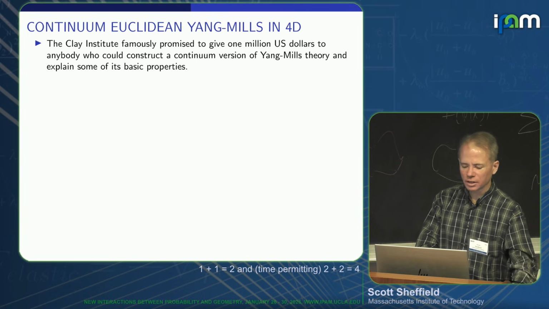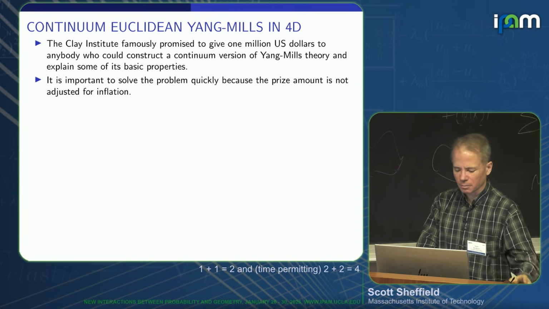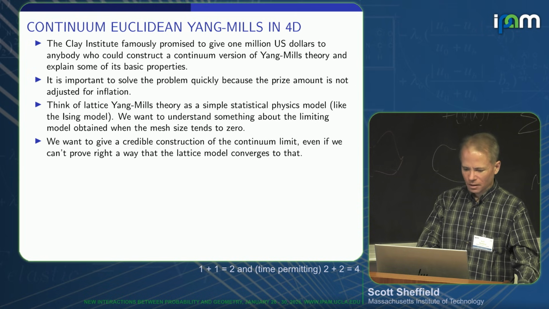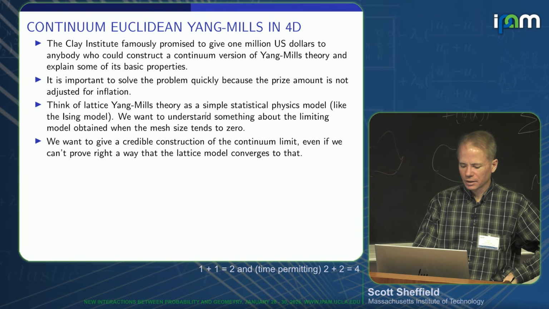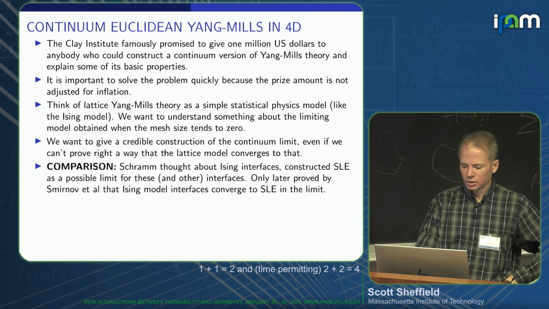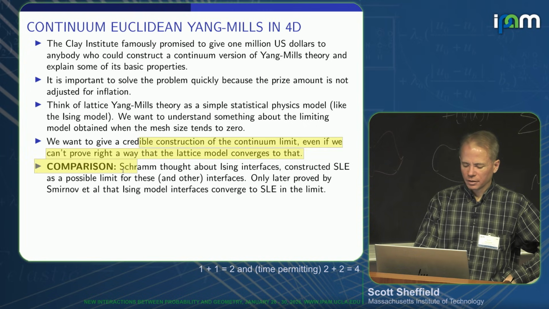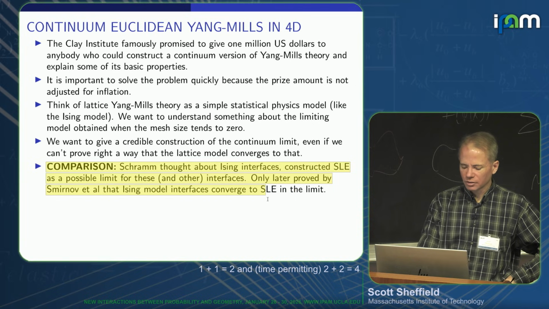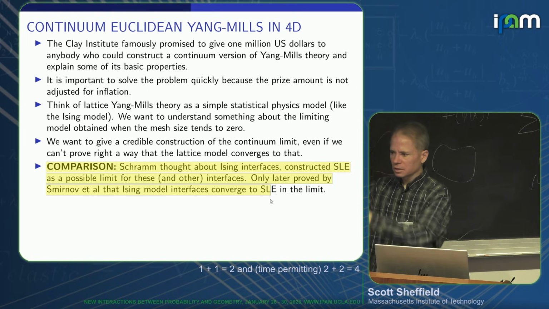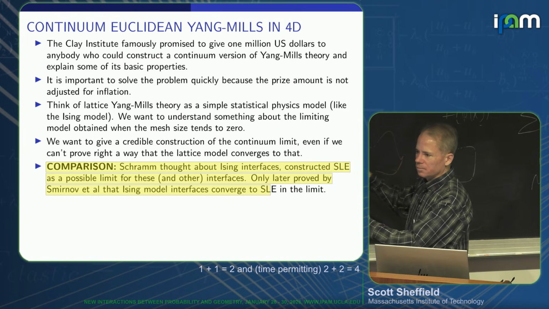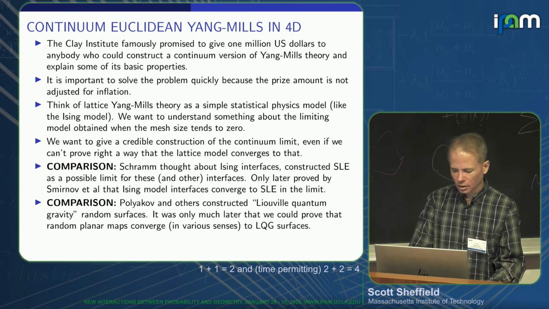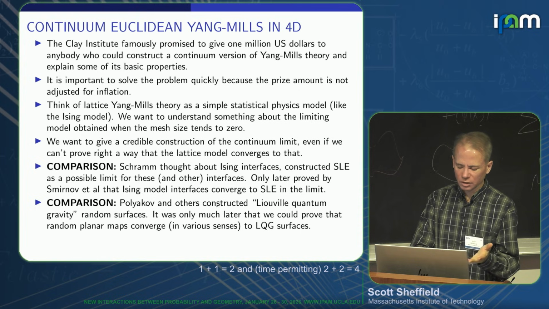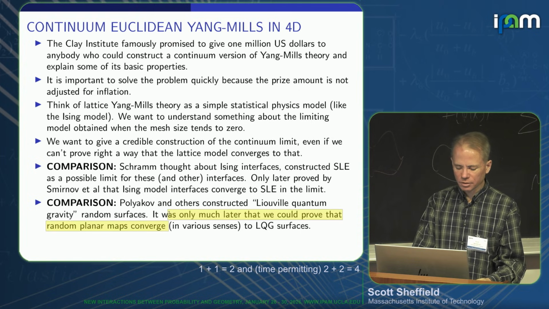You probably know the Clay Institute said they'd give $1 million to someone who constructs this continuum theory, not inflation adjusted. And we think of Yang-Mills as a statistical physics model. Like the Ising model, we want to understand this limit. And maybe you can understand it even if you can't right away prove these things converge to it. In the 2-dimensional case, Schramm thought about Ising interfaces and constructed SLE as this limit long before they were able to prove that these curves converge to it. And Polyakov constructed Liouville quantum gravity surfaces before they could prove that random planar maps converge to them.